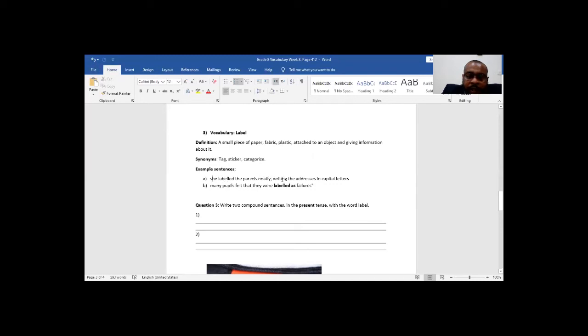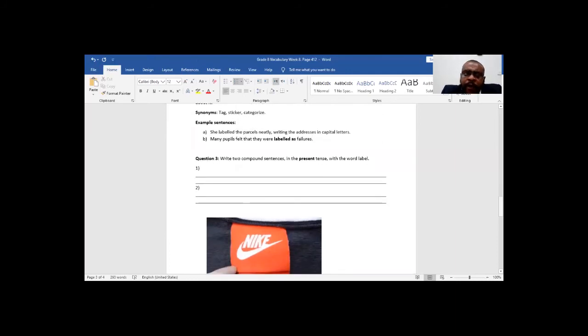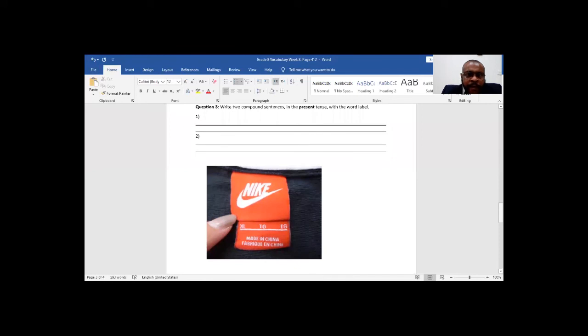She labeled the parcels neatly, writing the addresses in capital letters, full stop. The second one, many pupils felt that they were labeled as failures, right? The second one shows you what I mean by labeling, by putting people into a group, right? And then the first one shows you also how you put things into a group, but it talks about how you can organize things using labels. Again, remember, a label will tell you information about something. So it'll tell you the size, sometimes even the price, and more details about a specific item.